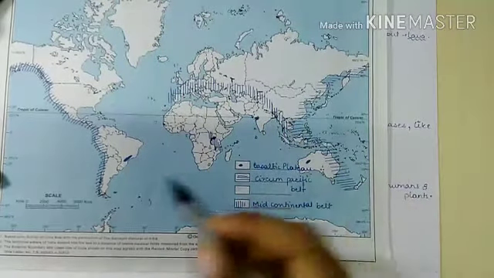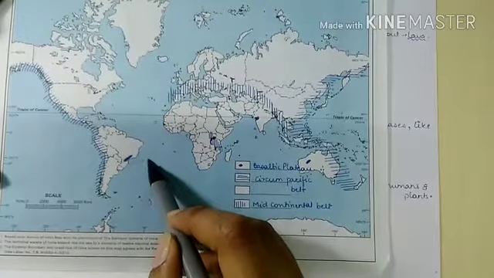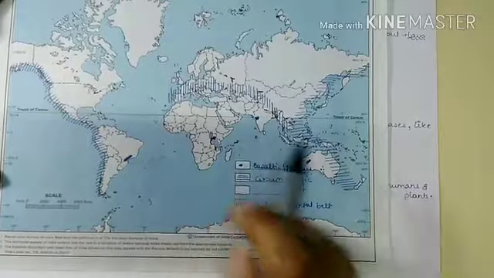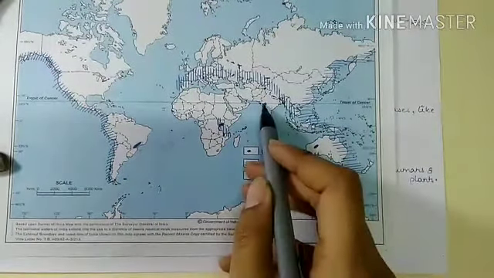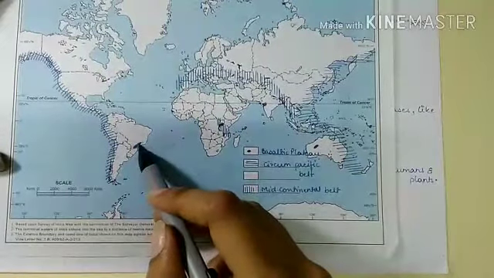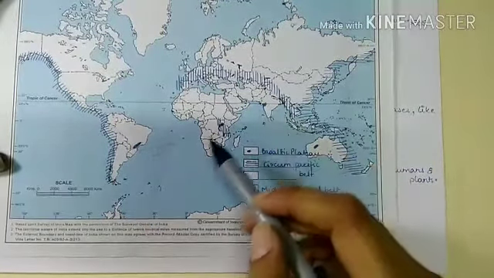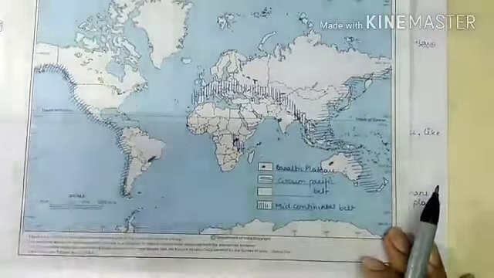Next is basaltic plateaus. Basalt is formed when the lava cools down. Basaltic plateaus, we have some parts in Brazil, in Africa, then in India. So these are basaltic plateaus.